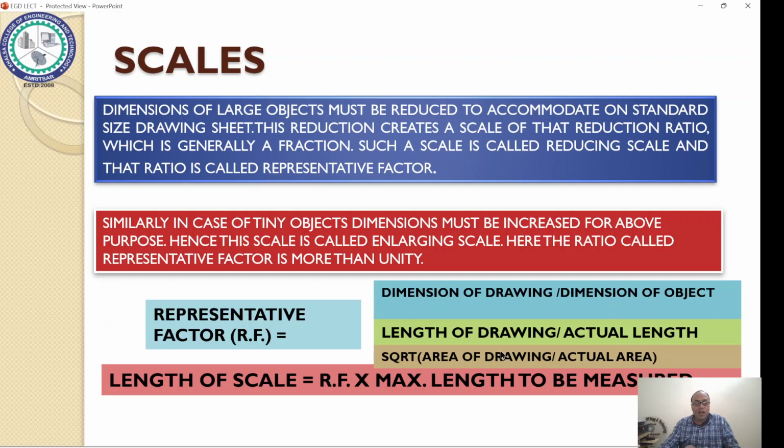Okay, so after getting the representative fraction, our next part is to get the length of the scale. So how can we find out the length of the scale? We can find out the length of the scale by multiplying the RF by the maximum length that we have to measure in the drawing. Okay, so these two things, representative fraction and length of the scale, are very important to prepare or to make a scale.